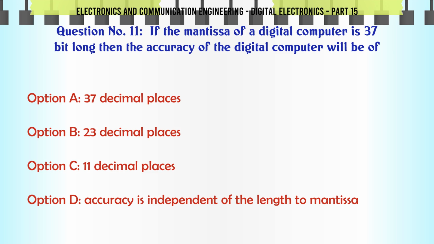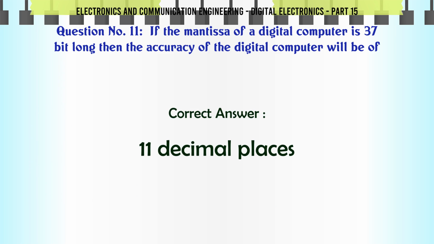If the mantissa of a digital computer is 37 bits long, then the accuracy of the digital computer will be of: A. 37 decimal places. B. 23 decimal places. C. 11 decimal places. D. Accuracy is independent of the length of mantissa. The correct answer is 11 decimal places.